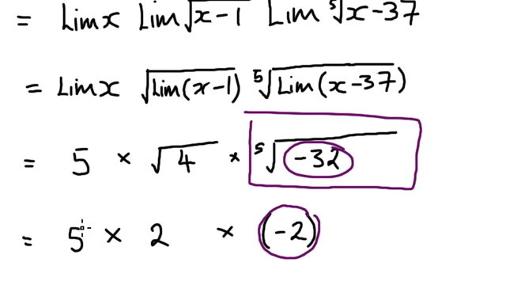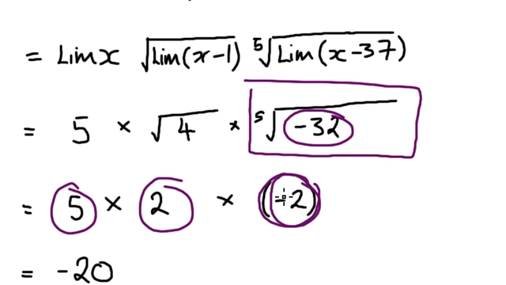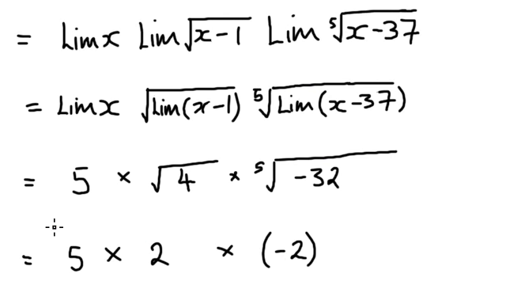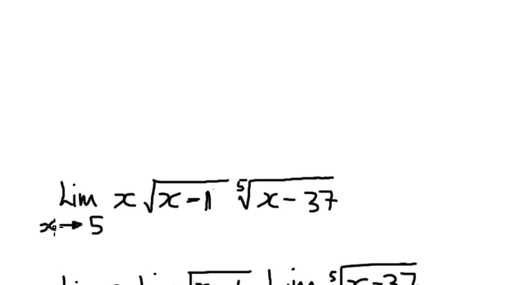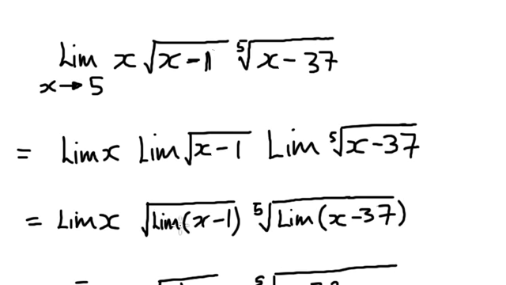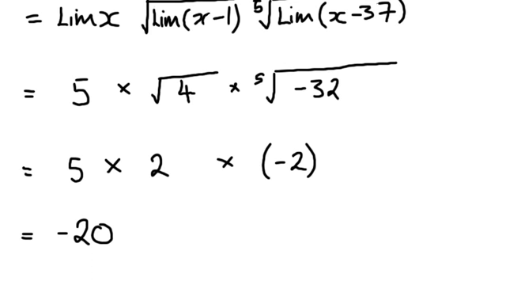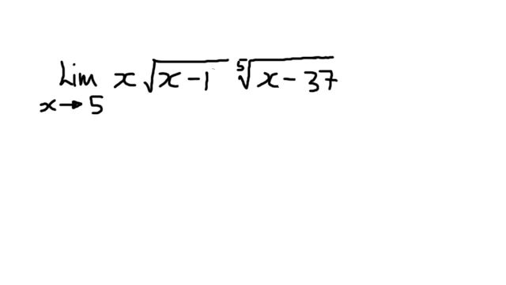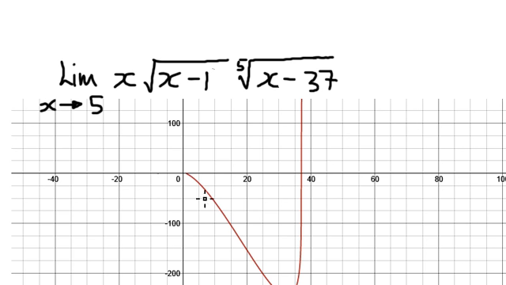Okay, so now it's basically this times this times this, which gives you negative 20. So overall, looking at our original graph, what was the answer? The answer is negative 30. Sorry, negative 20. Okay, the answer is negative 20. So looking at our graph, this point here is negative 20. So the limit there is negative 20. Okay.